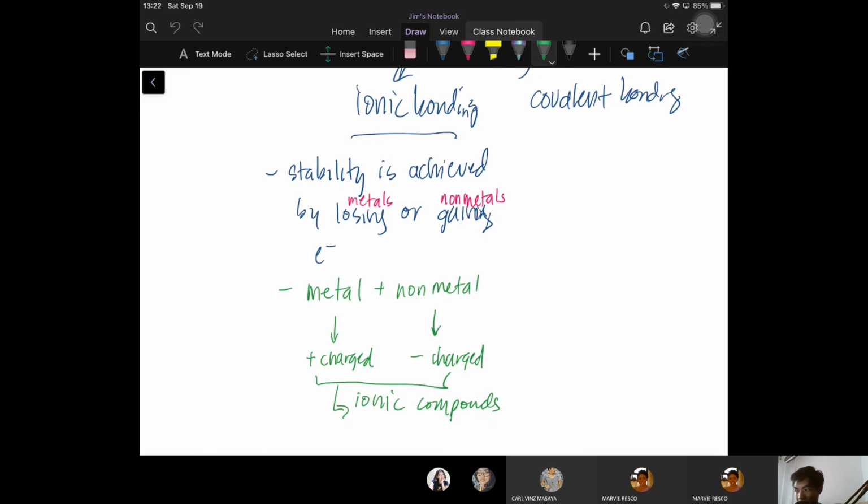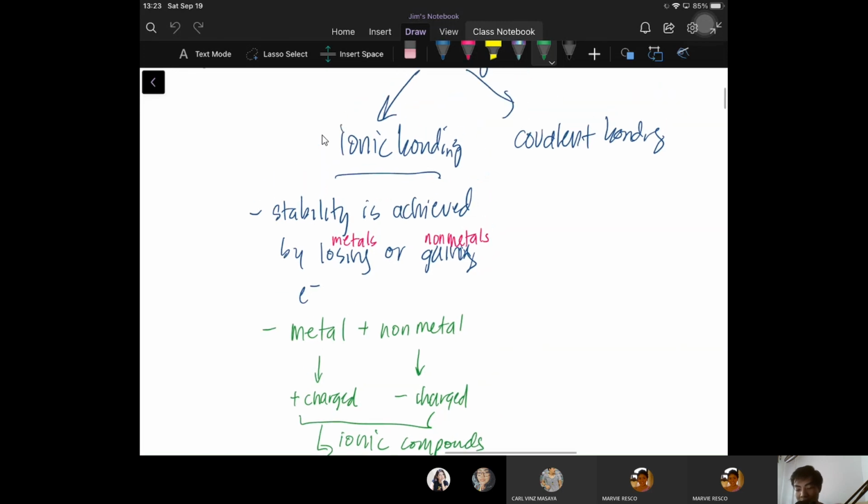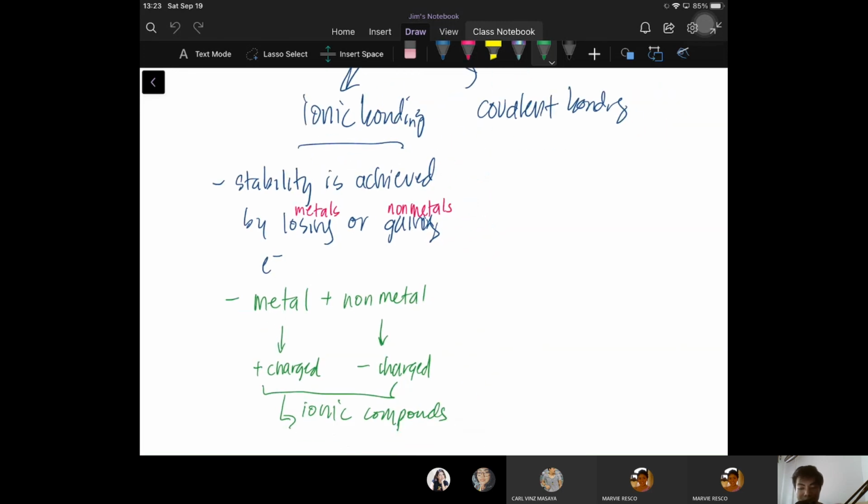Ano pa ba yung mga uri ng ionic compounds sa bahay? Asin, baking soda, no? Tawas, kung may tawas kayo dyan, no? So yung mga ganung bagay, no? So sila ay mga ionic compounds, no? So may metals doon and may non-metals, no? So that's the ionic bonding down. No? So sabi ni Gilbert Lewis, stability is achieved by metals losing electrons and non-metals gaining electrons.